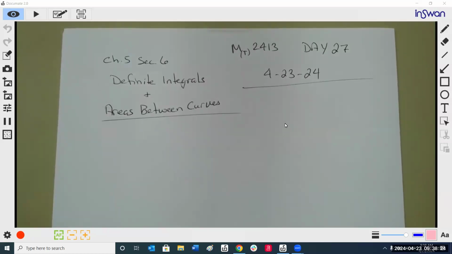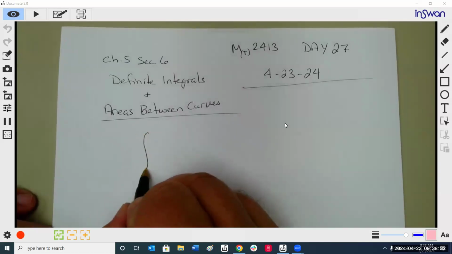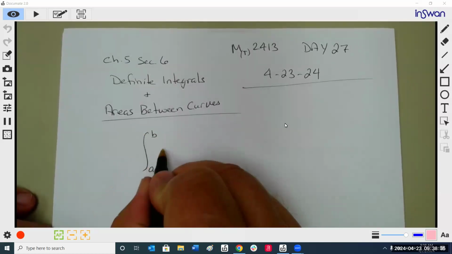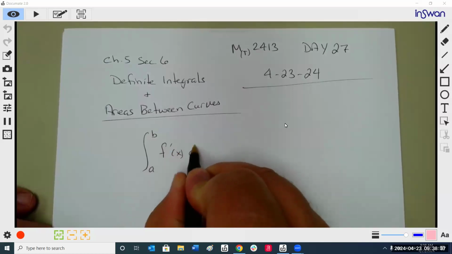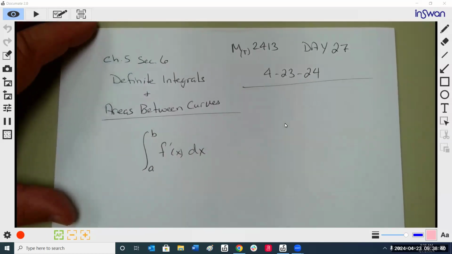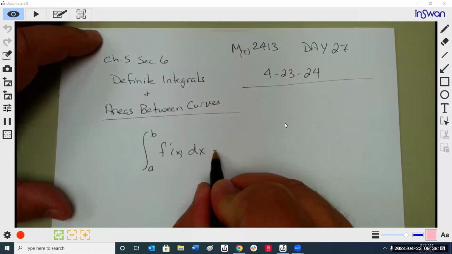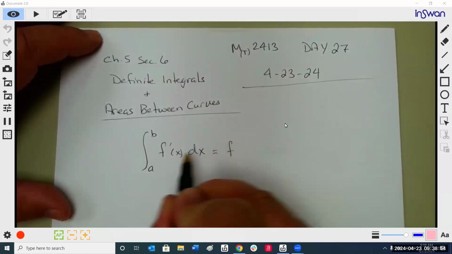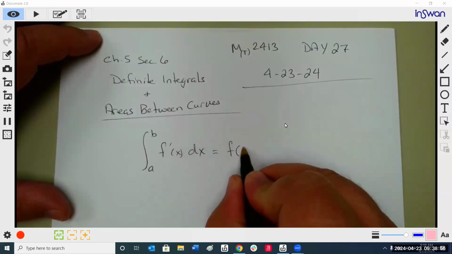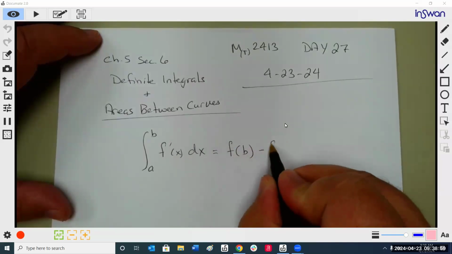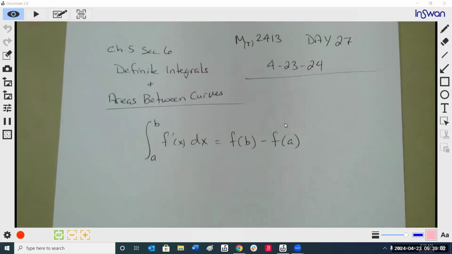All right. Indefinite integrals have no bounds on their integrals. Definite integrals exist on a certain bound. As long as we can find the antiderivative, we can find the area under the curve. And that's exactly what this means. The integral of f prime is f. So I take it from my upper bound minus my lower bound, and that gives me the area.